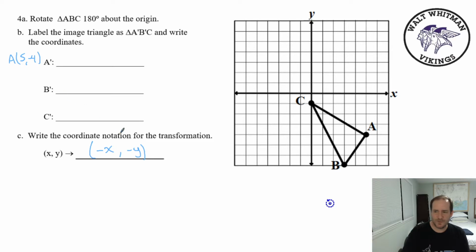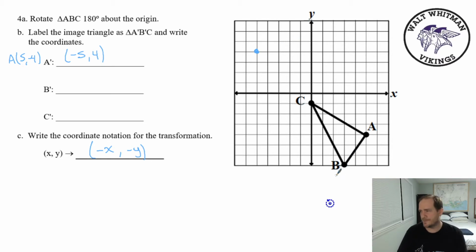So that means our new coordinates are easy. You just change the two signs. We're going to be at negative 5, positive 4. So that'll be 1, 2, 3, 4, 5. 1, 2, 3, 4. And that feels right to me. That looks like about a 180-degree rotation.